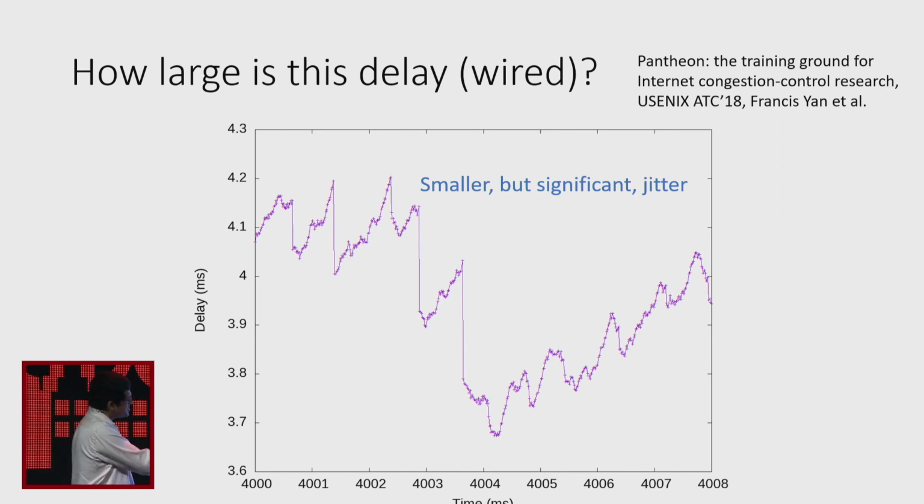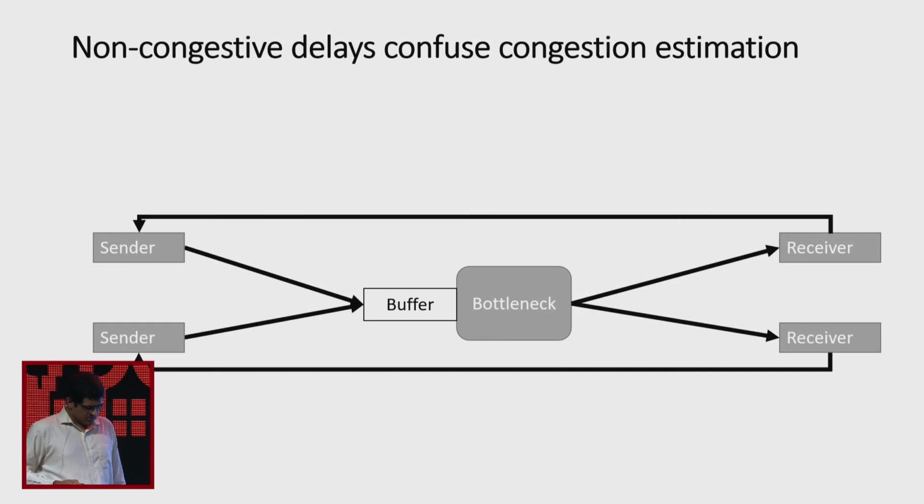And here the jitter is smaller. It's only 1 or 2 milliseconds, but it is still significant. This is why non-congested delays can cause unfairness.